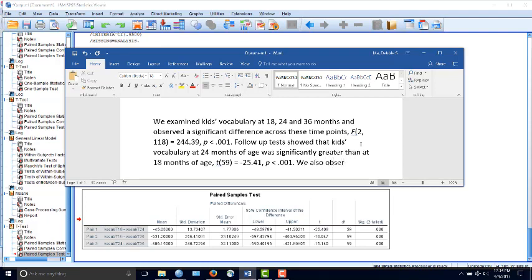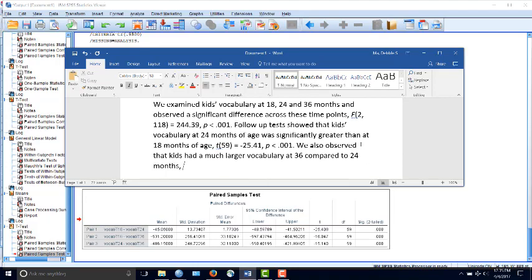You also observed that kids had a much larger vocabulary at 36 months compared to 24 months. And I'm writing this in a lot of different ways, mainly to show you, from sentence to sentence, that there's no real right way to write it up. What we really go for in writing up statistics or any scientific writing is to just make sure that we're trying to be as clear as possible.